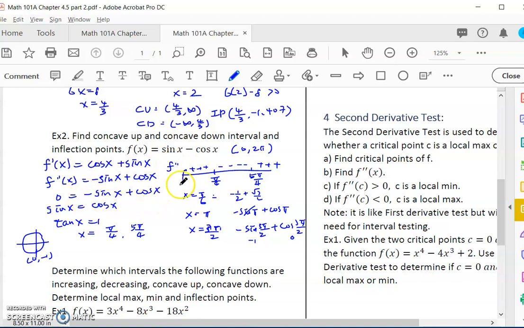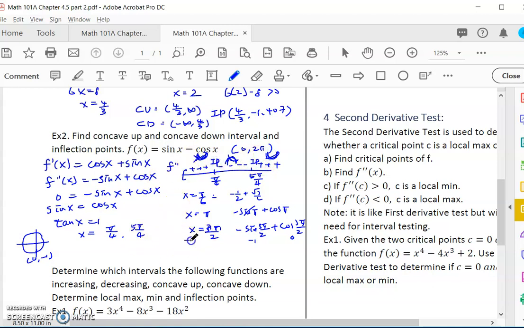So you just use f double prime to test what you have. This is f double prime, and it is like this. Oh no, this is not increasing. This is concave up, I messed up. That's the first derivative test. It is concave down, and this is concave up. And then we have two inflection points, one here and one here.